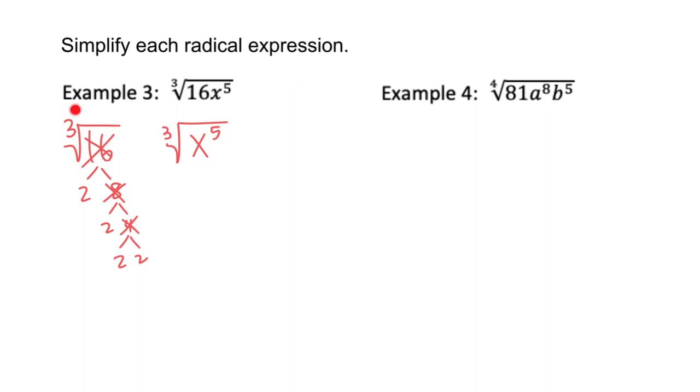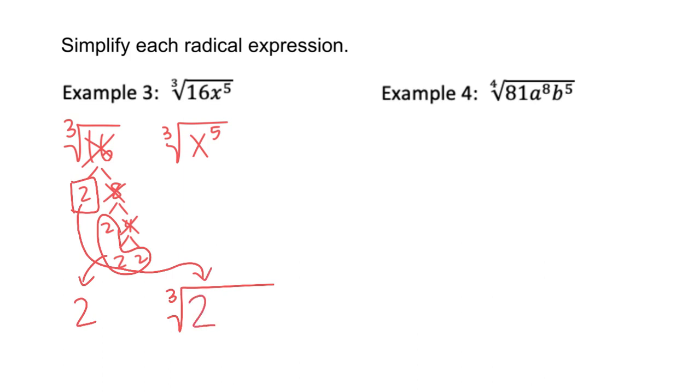And since I have a 3 out here, I need a group of 3 things, not 2. So I have a group of 3 2s right here. But then there was this lonesome 2 all left over that doesn't make a group of 3. So what I like to do, I'm going to put a cube root here, and whatever was a group is going to come in front. So we had a group of 2s that's going to come in front. And then we had one leftover 2, which is going to go underneath the root.